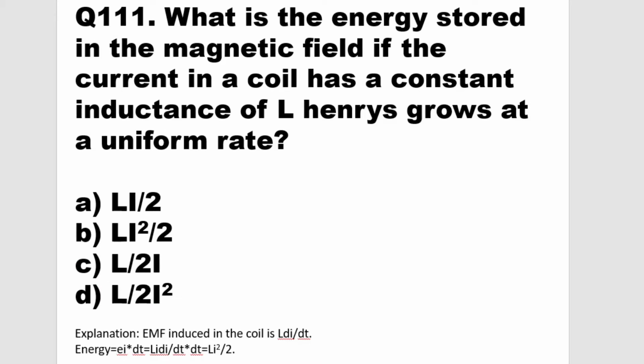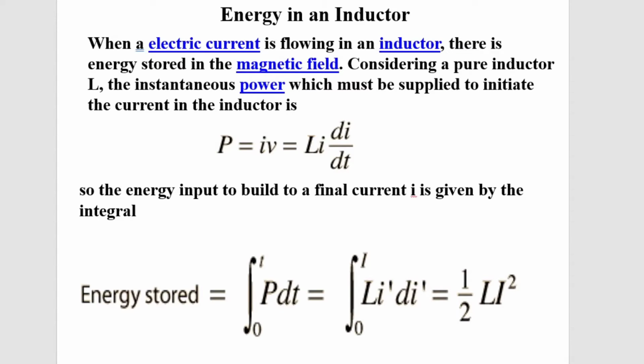It says, what is the energy stored in the magnetic field if the current in a coil has a constant inductance of L henries and grows at a uniform rate? Now, if this is the case, then we can look at the relation for energy in an inductor. When electric current is flowing in an inductor, there is energy stored in the magnetic field. Considering a pure inductor, the instantaneous power which must be supplied to initiate the current in the inductor is given as P is equal to IV. Okay, now P is equal to IV.